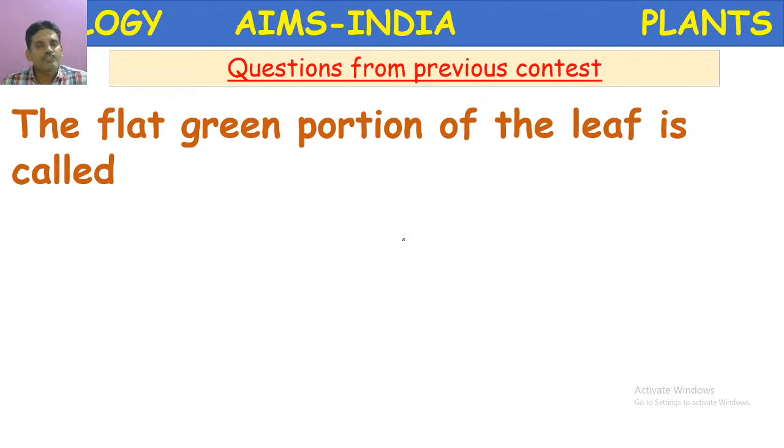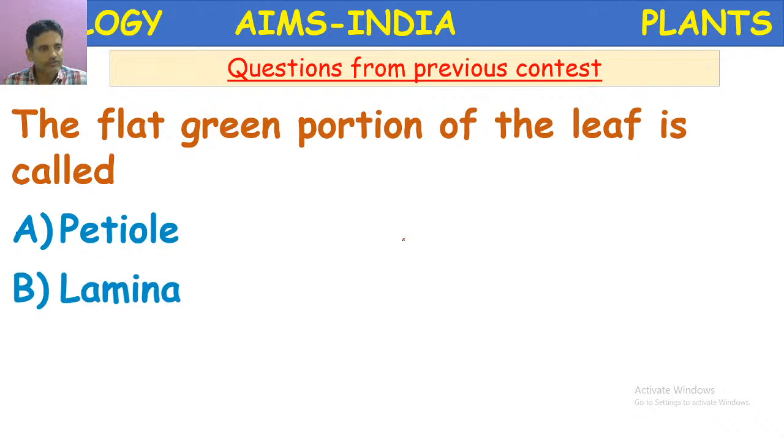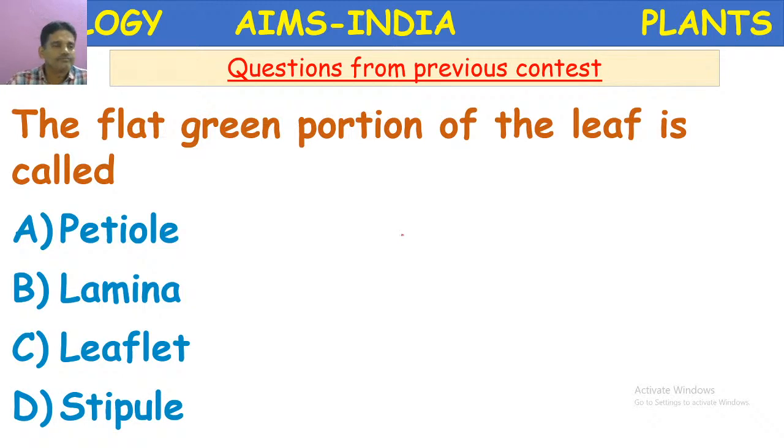The flat green portion of the leaf is called petiole, lamina, leaflet, stipule. Let us define one by one. What is petiole? Petiole is nothing but a stalk of the leaf. Lamina, leaflet, stipule. Which is the correct answer here? Come on. Leaf blade. Very good.